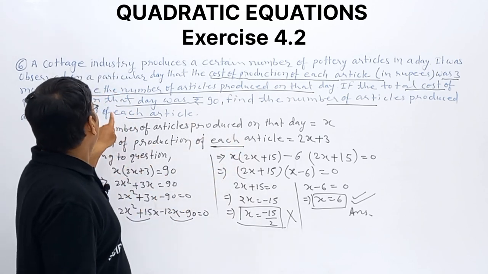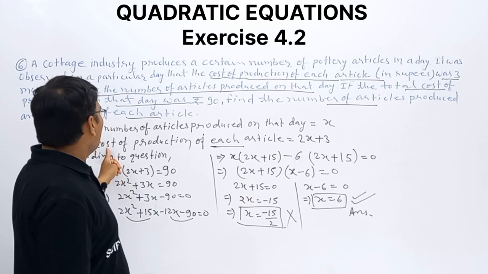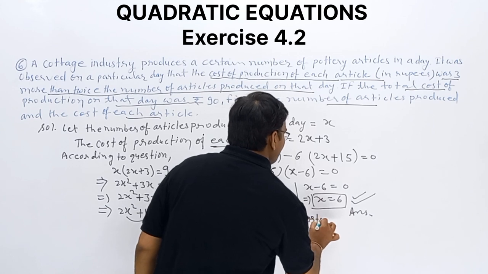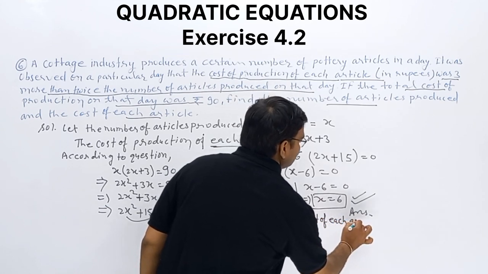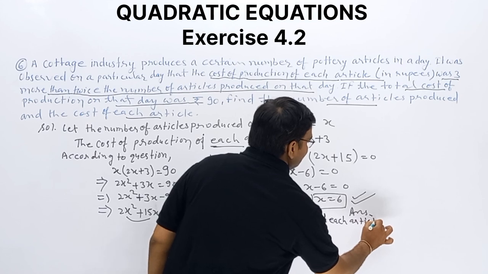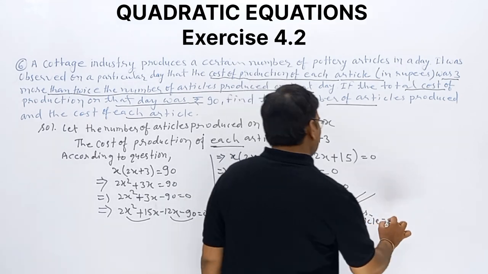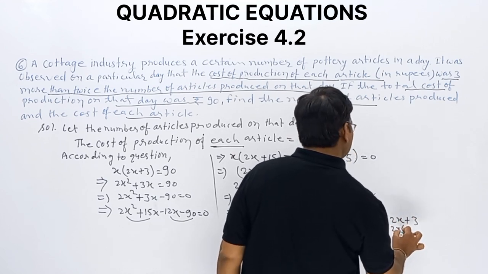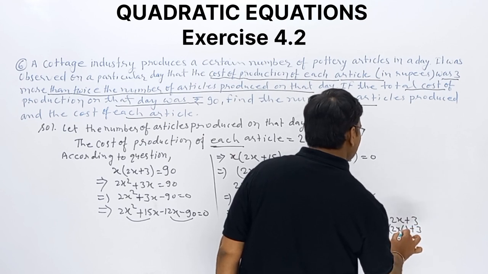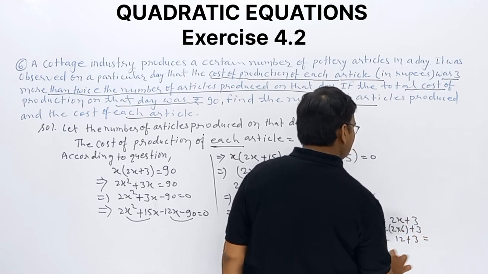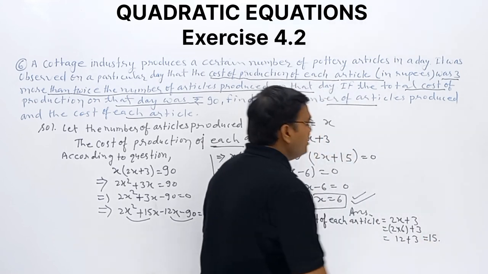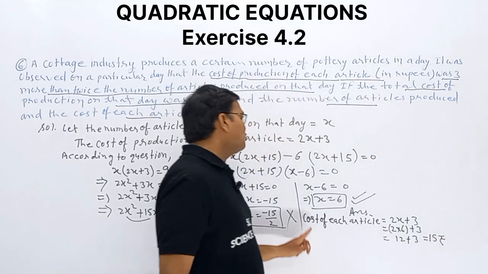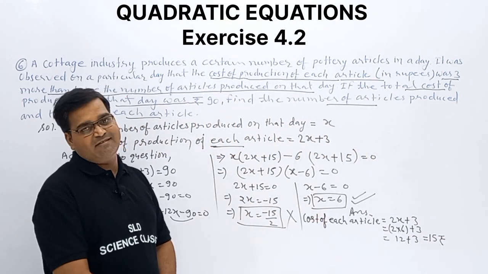Now the other one is the cost of each article. The cost of production of each article is this one. So cost of each article equals 2x plus 3. Put the value of x: 2 into 6 plus 3. What will be the result? 2 sixes are 12, plus 3. And when we solve, we are getting 15 rupees. So the cost of each article will be 15 rupees.